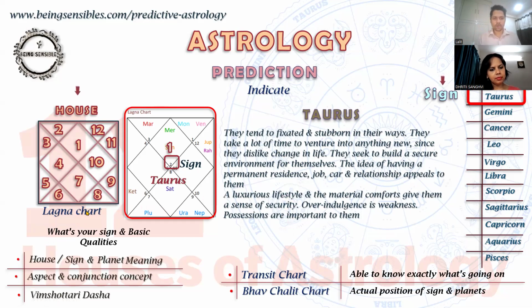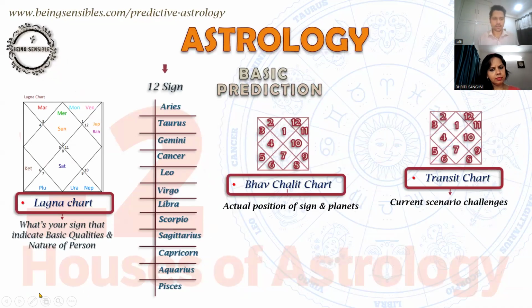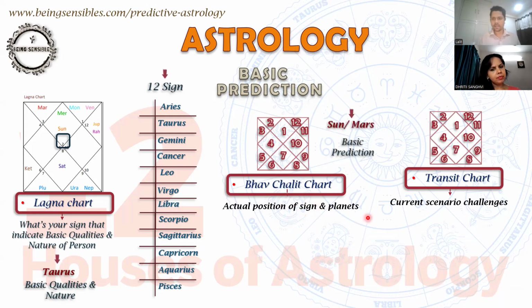So now let's talk about Bhavchalit. Majority of people would know the 12 houses, hardly any would know Bhavchalit, but Bhavchalit tells the position of the planet in the sign. In the Lagna chart we can get an idea of the general quality on a sign basis, the basic qualities and natures. Here also we can get an idea of the basic prediction of the individual, that if the Sun is placed in his first house or 10th house, what predictions can be made for the individual.